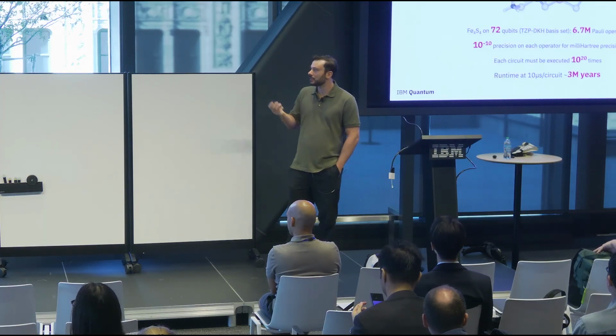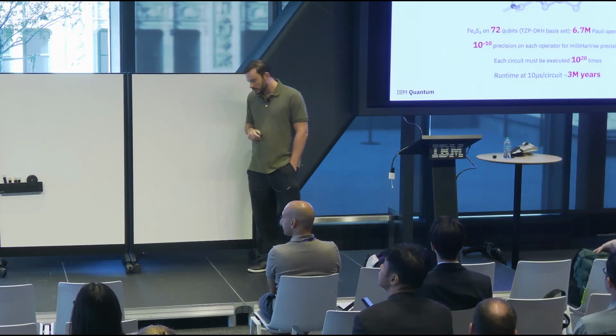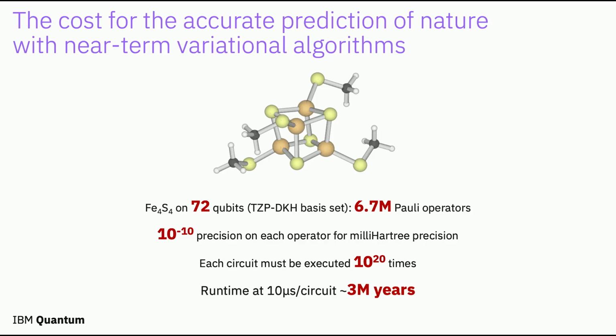Let me give some numbers behind these statements. Take this iron sulfide cluster, Fe4S4. This is an interesting and non-trivial problem to solve for standard numerical methods. You want to model this system on a realistic basis set, something that when you talk to your chemist friend, they don't start laughing, something that can really capture the physics of this molecule. That would be some correlation-consistent basis set. But if you do that, to model this iron sulfide, you would need 72 qubits and 6.7 million Pauli operators.